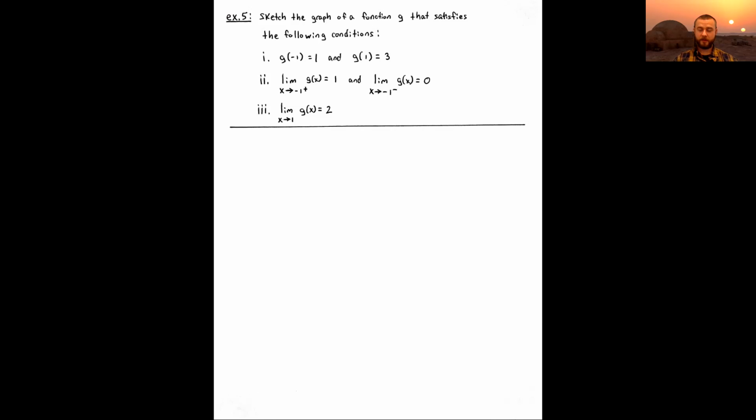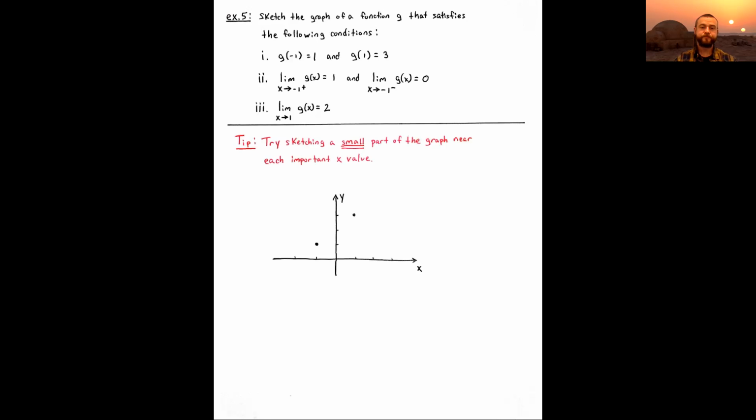All right, now the long-term goal for us of curve sketching tends to be a little overwhelming for students. There's a lot of ideas leading into that, but we're not there yet. But this is our first example that puts us on that path. Now I want to give you a tip, which is to try sketching just a small part of the graph near each important x value.